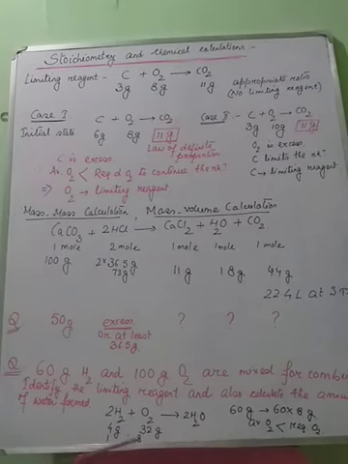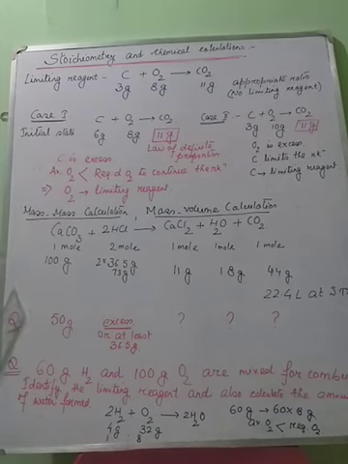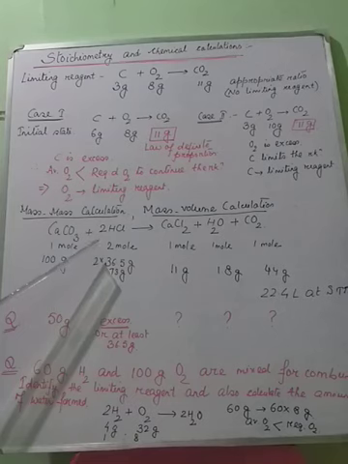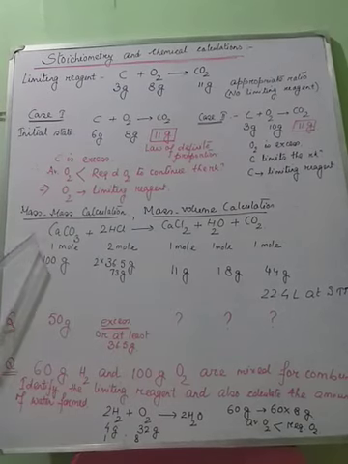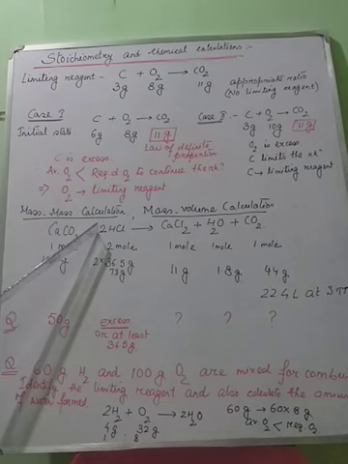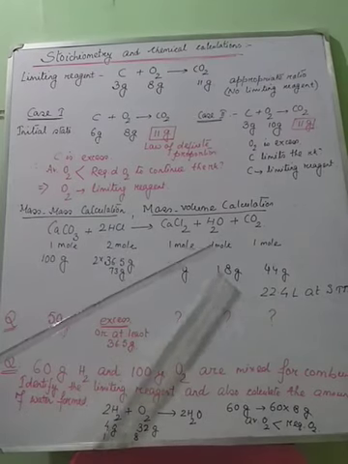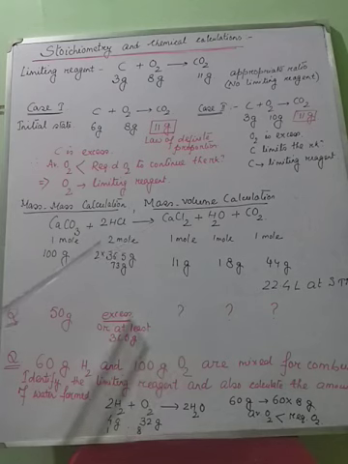Now coming to this, we know that the first information we get from a balanced chemical equation is the number of moles of reactant and product. So here we could say that 1 mole of calcium carbonate reacts with 2 moles of hydrochloric acid to form 1 mole of calcium chloride, 1 mole of water and 1 mole of carbon dioxide.